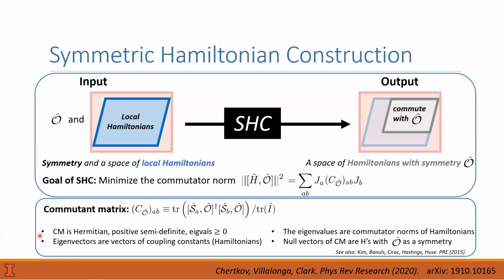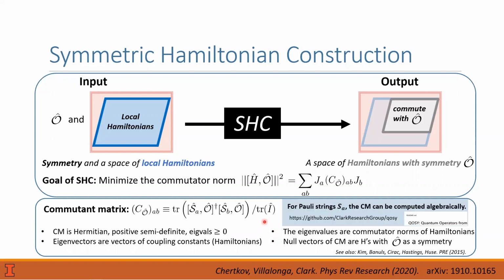And again, it has the same properties. It's Hermitian, positive semi-definite. The eigenvectors you can think of as Hamiltonians, and the eigenvalues are now commutator norms instead of variances. And so again, you can just compute this matrix, diagonalize it, and see if you find any eigenvalues that are 0. In that case, those eigenvectors correspond to Hamiltonians with this operator O as a symmetry.